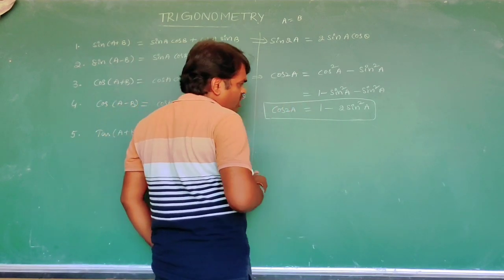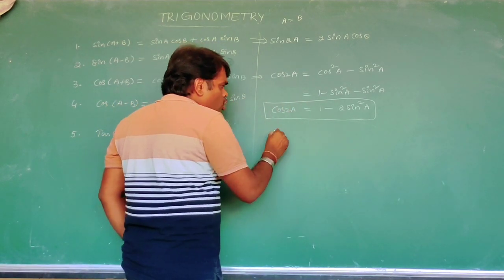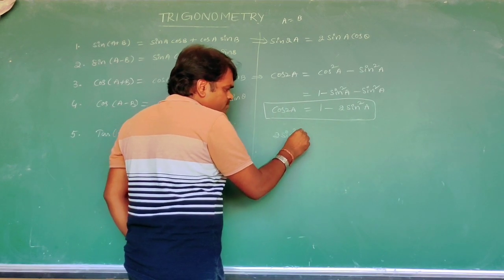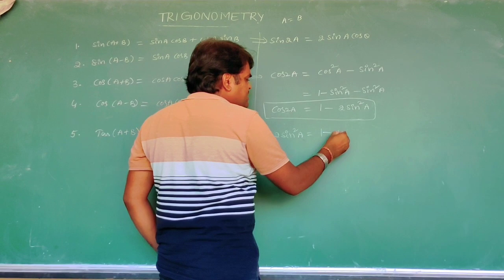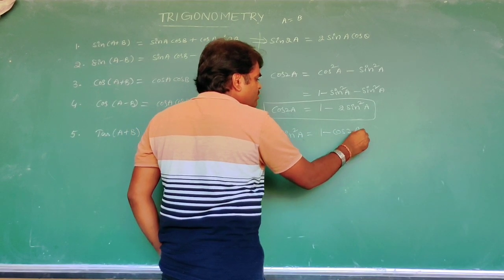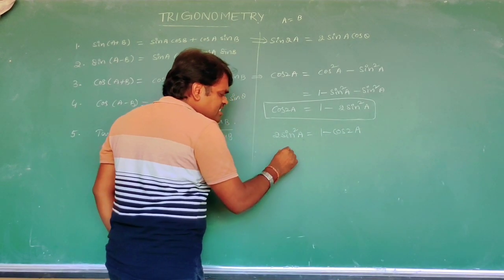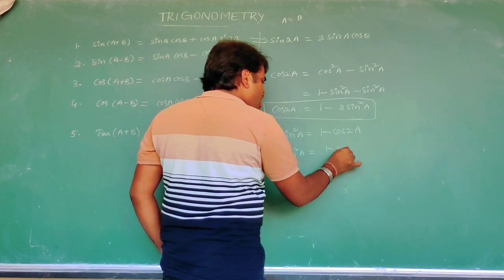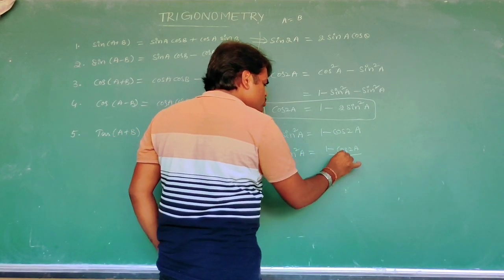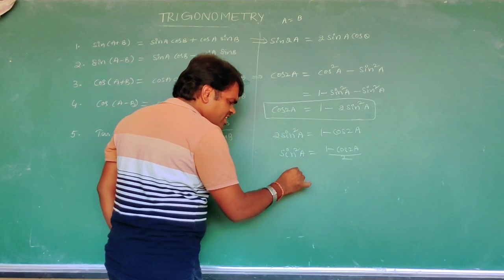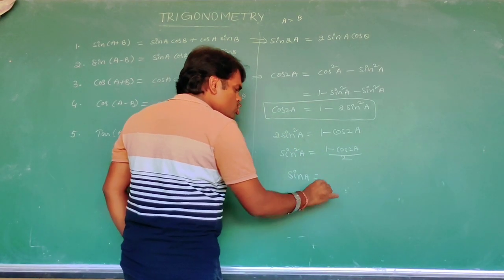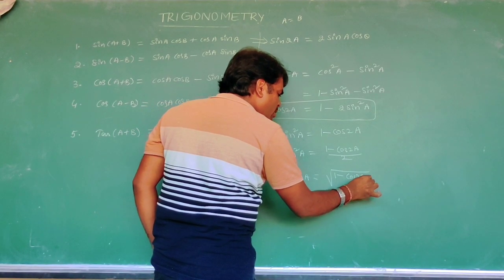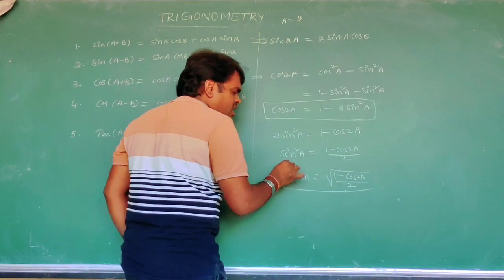Another modification of this equation: 2 sin square A is equal to 1 minus cos 2A. That is, sin square A is equal to (1 minus cos 2A) by 2. Sin A is equal to root of (1 minus cos 2A) by 2. This is the modification of the formulas.